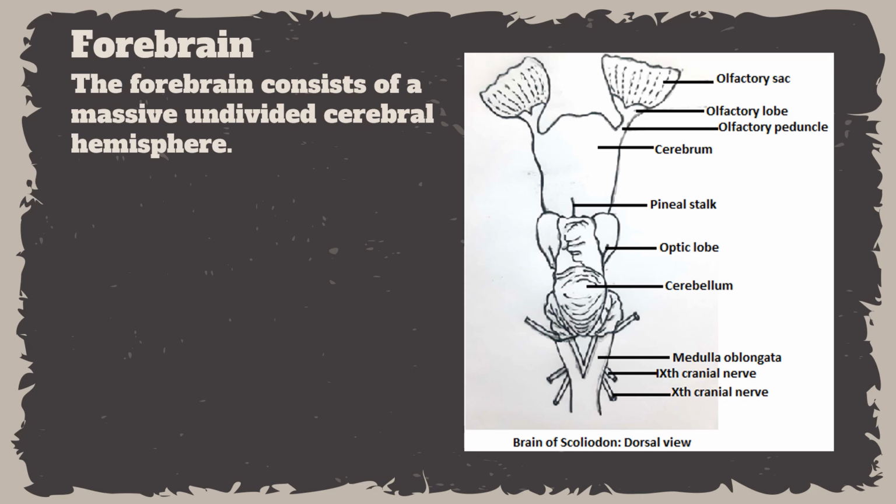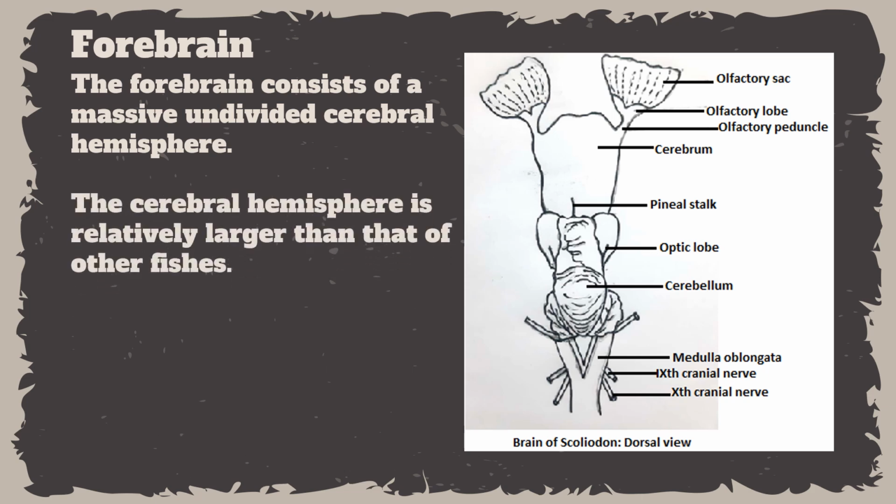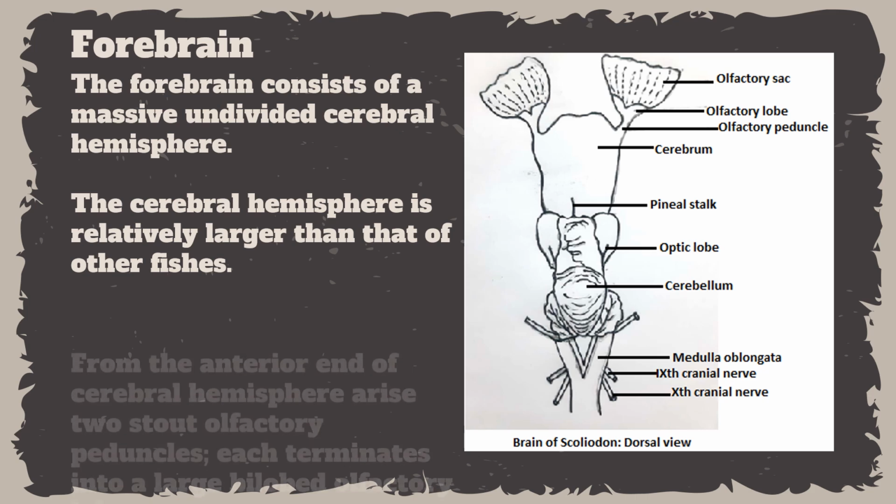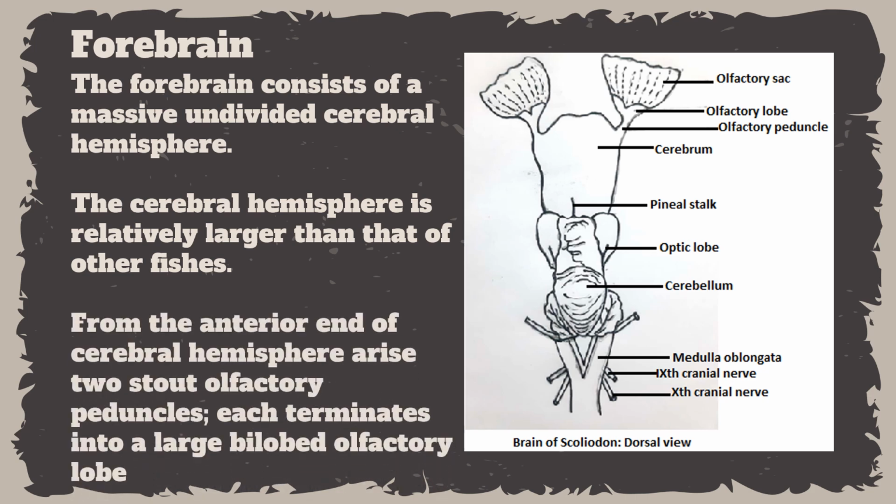The forebrain consists of a massive undivided cerebral hemisphere. The cerebral hemisphere is relatively larger than that of other fishes. From the anterior end of the cerebral hemisphere arise two stout olfactory peduncles. Each terminates in a large bilobed olfactory lobe. The olfactory lobes lie close to the olfactory capsules.